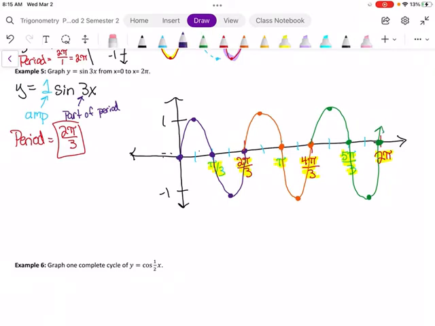So this is what happens when your period changes. Whenever you get a weird number like 3 on the bottom, it might be hard for you to do your parent graph first. If you want to add your parent graph on there, we know the parent graph is going to be between 0 and 2 pi for one cycle. So 0, 2 pi. Halfway is pi, which is 0 again. Half of that would be here, so we have to go up to 1. And halfway will be down to -1. So this is what it looks like in comparison to our parent graph.